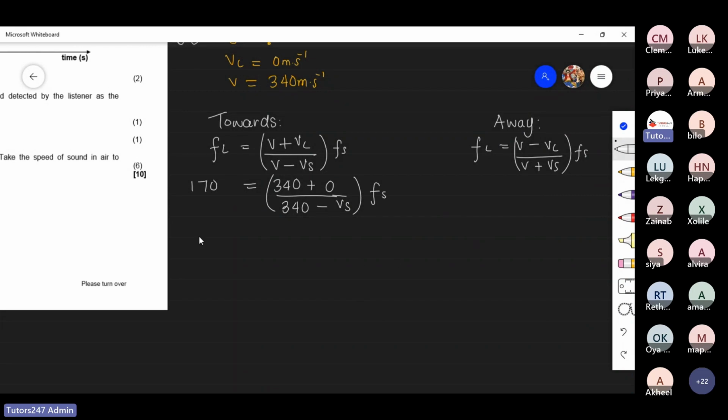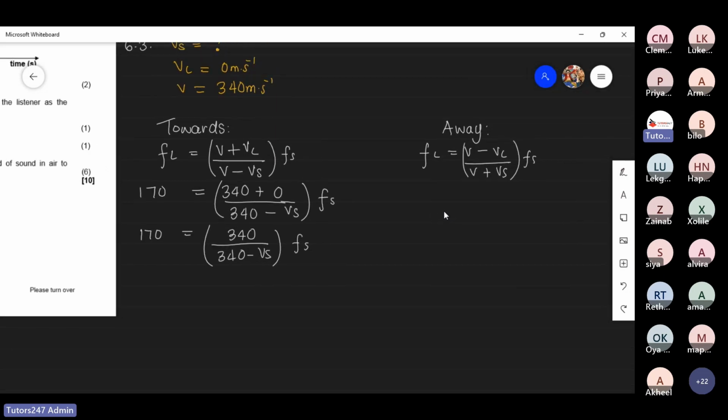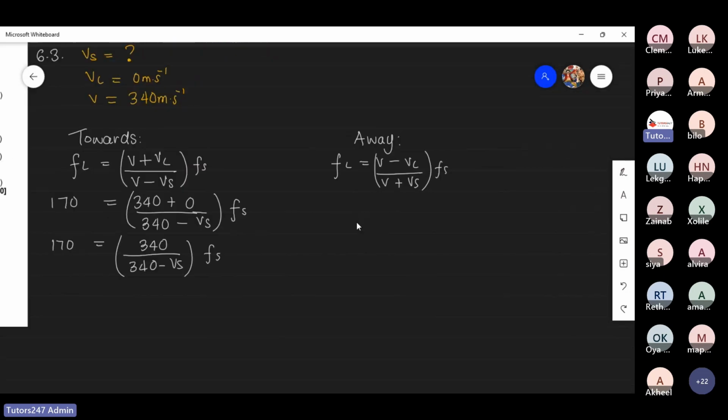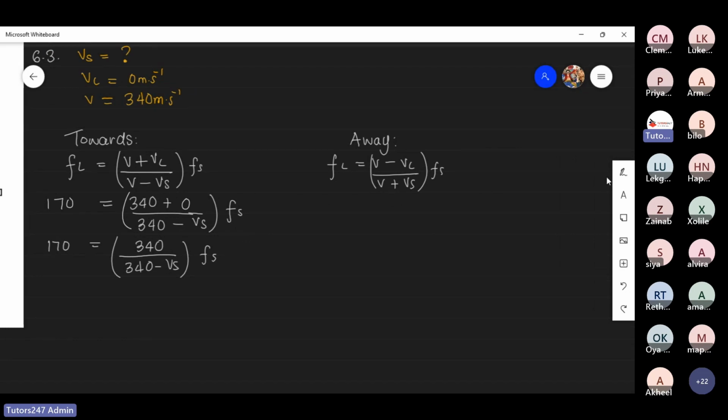We can simplify it a bit if we say 170 equals 340 all over (340 minus Vs) times Fs. All we did was get rid of the plus 0. I'm going to leave it like that for now. We might come back to simplify it a bit more, but let us first look at our away equation and see what we have, so we can figure out a plan of how we are going to connect both equations.